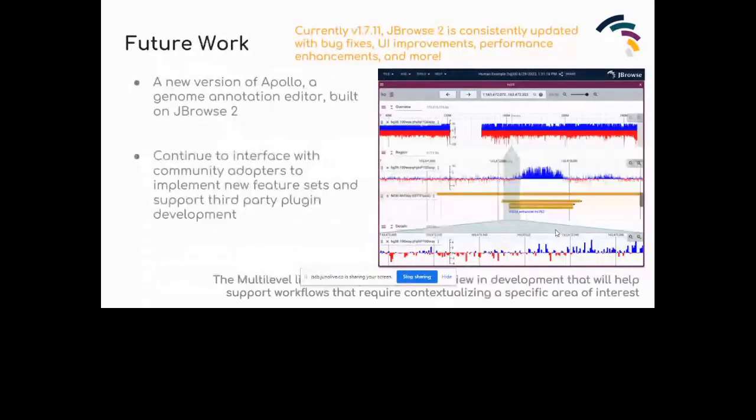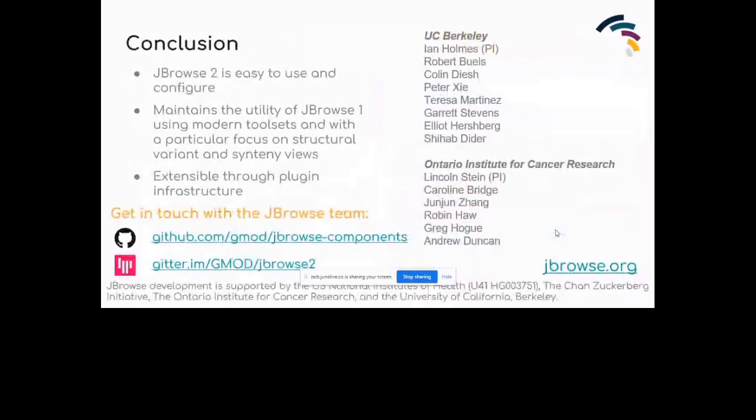Things coming up in the future, there's a version of Apollo that is coming too. I'm thinking probably first quarter of 2023 that'll be along. We continue to have a lot of buy-in from the community, so we're always working on new things. And there we go. So in conclusion, JBrowse 2 is easy to use and configure. It maintains the utility of JBrowse 1 while giving a lot more functionality, and it's very extensible with plugins.